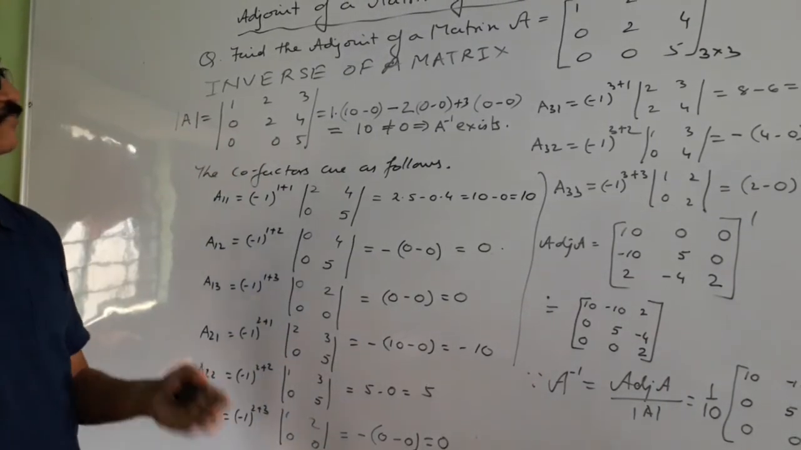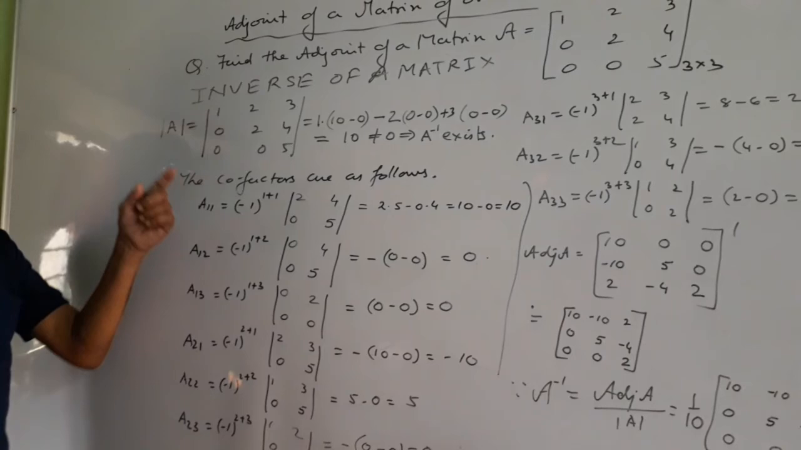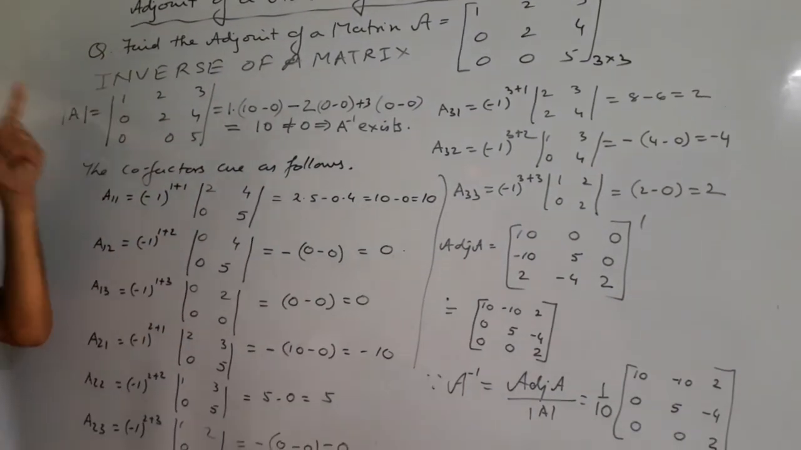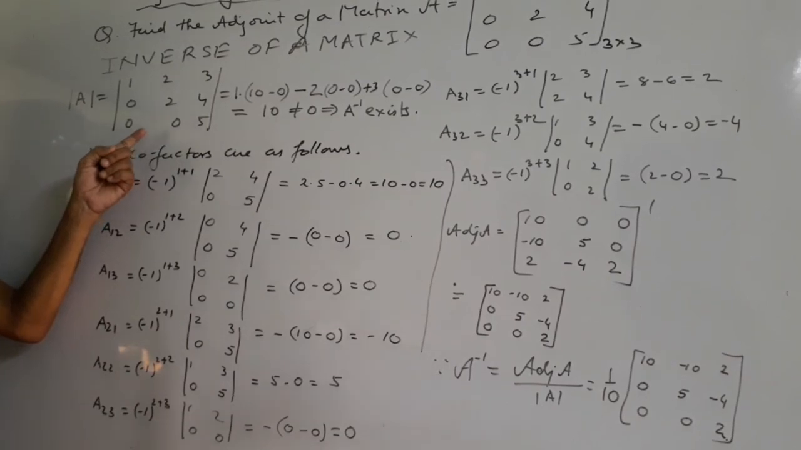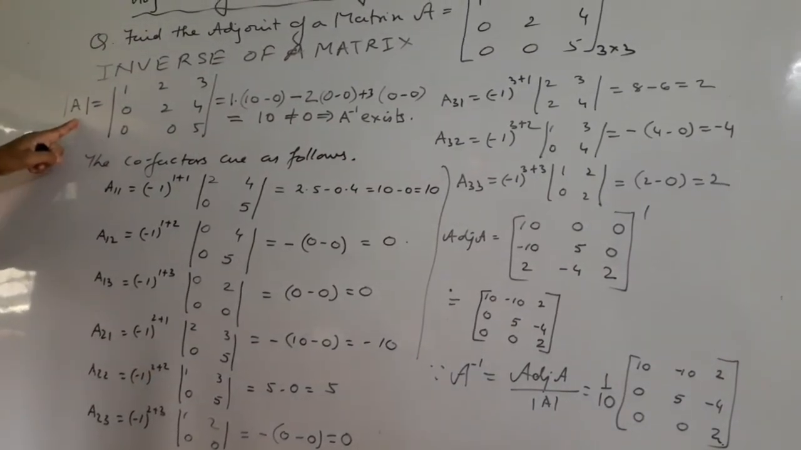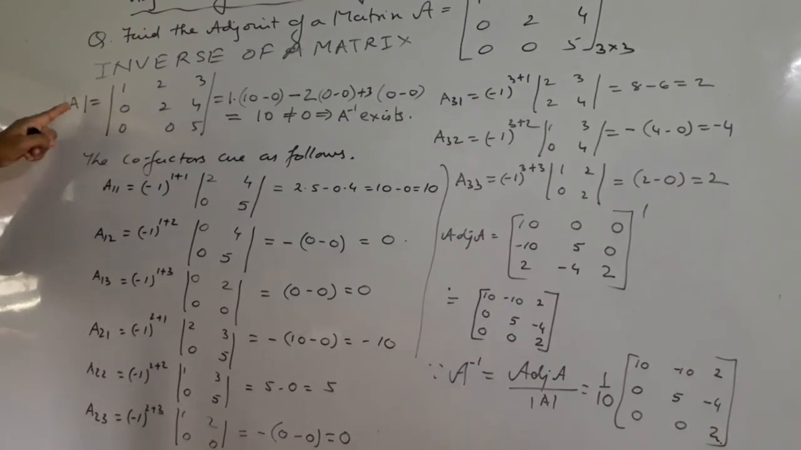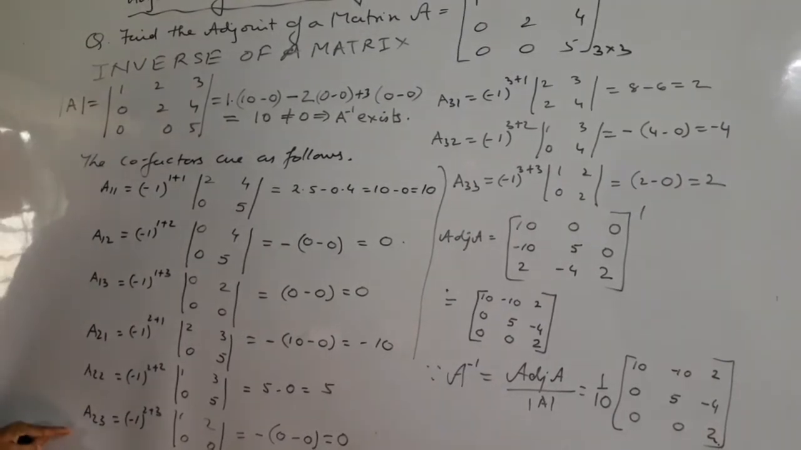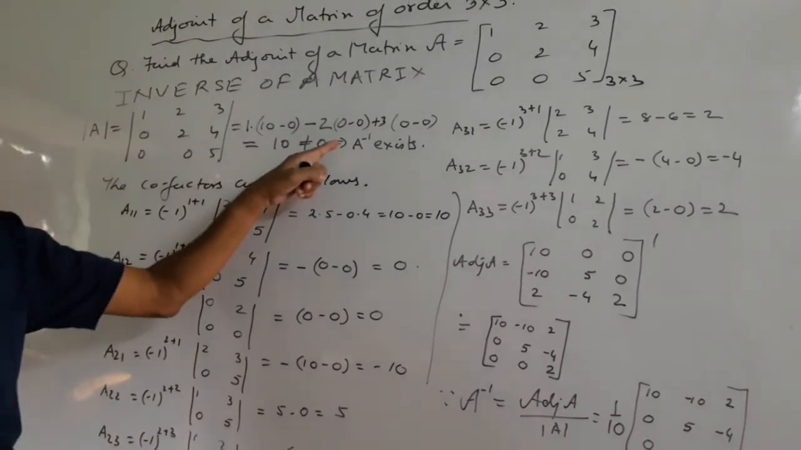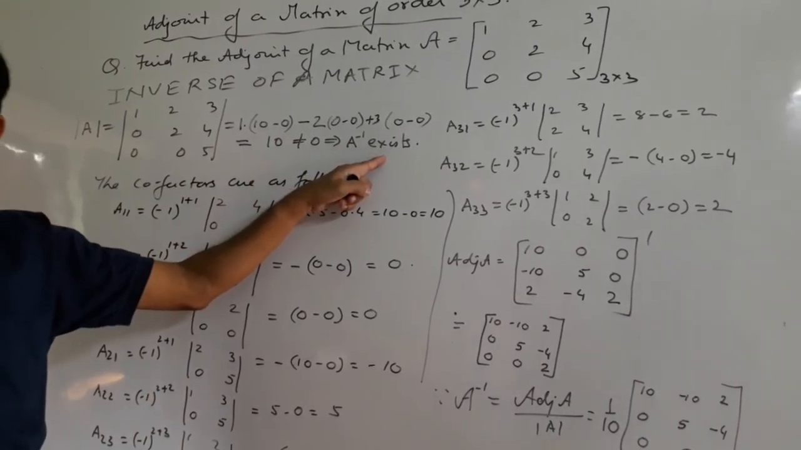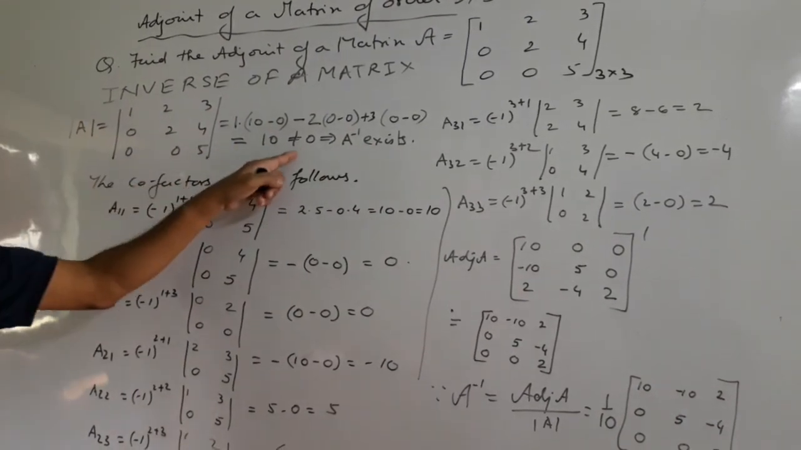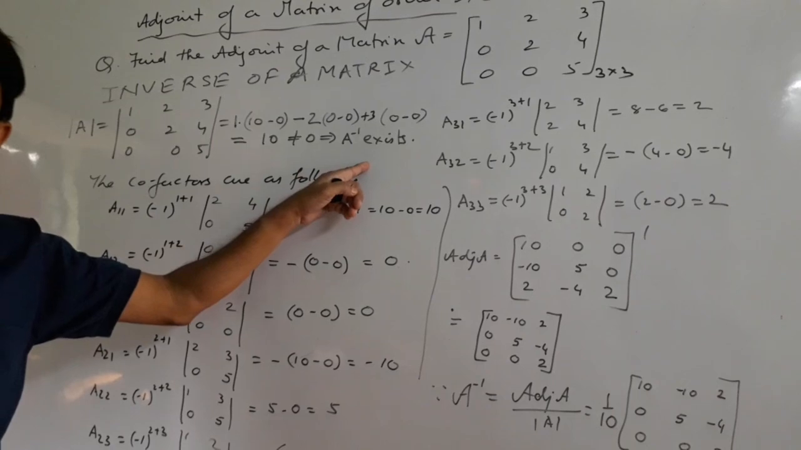You can refer to it, and remember that if you want to calculate the inverse, the first thing is that you have to calculate the determinant value of A. Only then proceed to the cofactors. If the determinant value is not equal to 0, then only A inverse exists. If the determinant value is equal to 0, then A inverse does not exist.